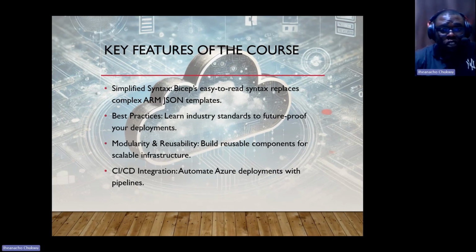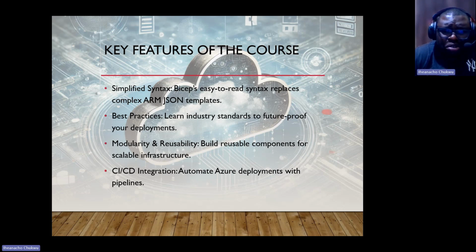Here are the key features for the course. So we'll consider the simplified syntax offered by Azure Bicep in relation to ARM templates. This syntax is much more human readable and easy to use. We'll keep our focus on industry best practices as recommended by Microsoft Azure for deployment within Azure.